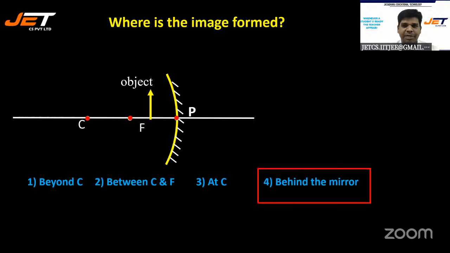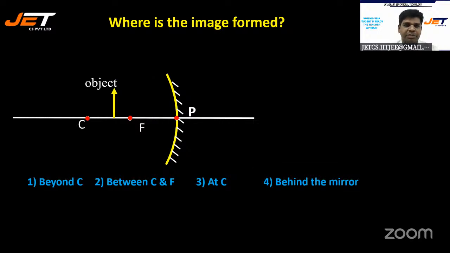It's behind the mirror, right? How about this one? When the object is between F and C, students, it's beyond C. That's perfect. Image is beyond C. Now look at this. The object is this way. Between F and P, where is the image formed?